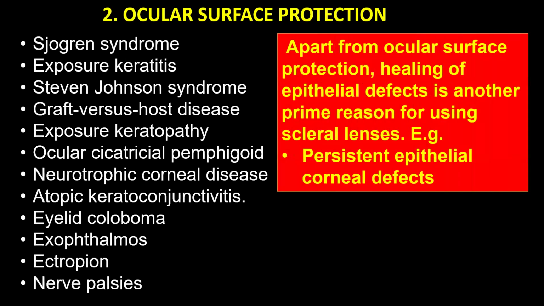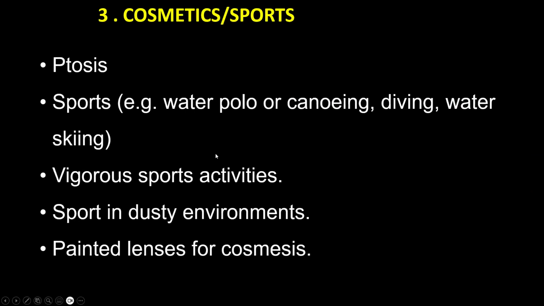So apart from ocular surface protection, healing of epithelial cells is a prime reason for using scleral contact lenses. An example is persistent epithelial corneal defect. Then there is sports, or cosmetic reasons. In ptosis, of course, we're going to see one picture in front. For ptosis, you want to give that for cosmetic appeal to improve, because it's resting on the sclera and giving the cornea a good appearance.